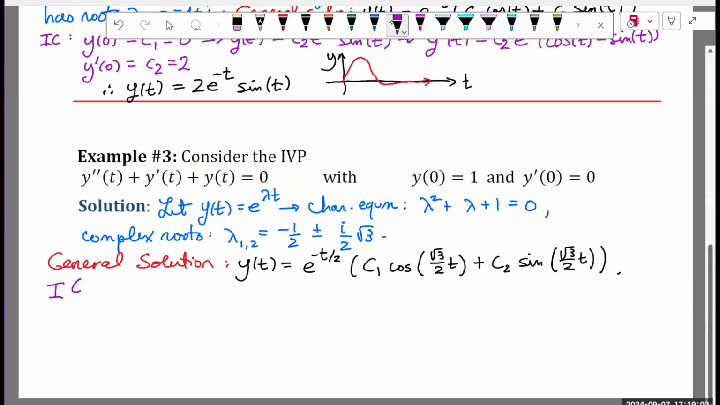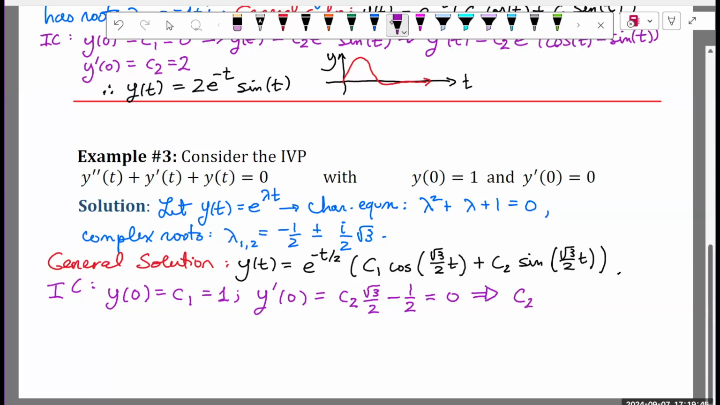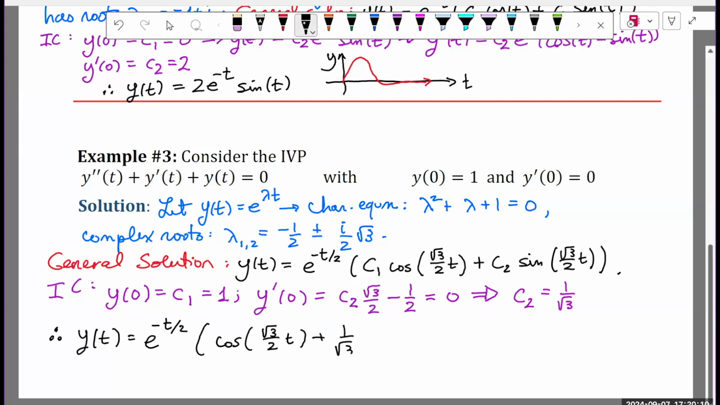Using the initial conditions then, we can find y of 0 right away. That's going to be c1, which is 1. y prime of 0 is going to be c2 root 3 over 2 minus 1/2. That's equal to 0, which implies that c2 has to be 1 over root 3. The solution to our initial value problem, therefore, is e to the minus t over 2 cosine root 3 over 2 t plus 1 over root 3, which is our c2, sine root 3 over 2 t.